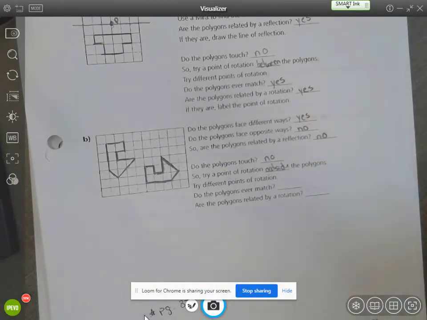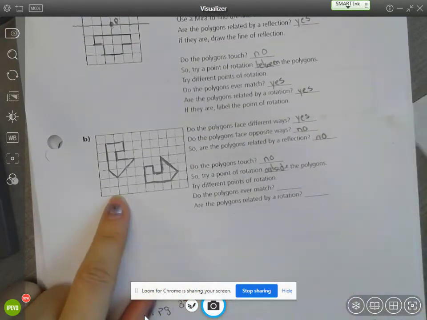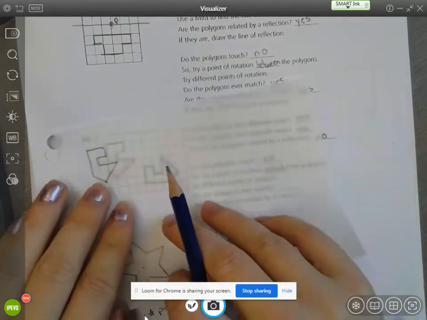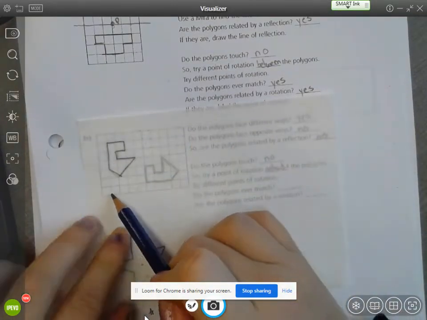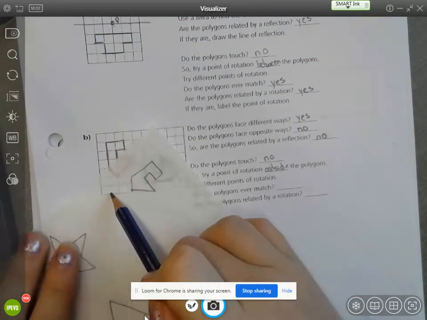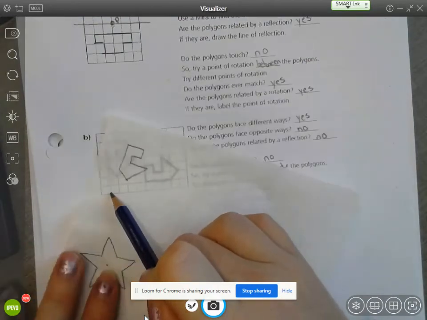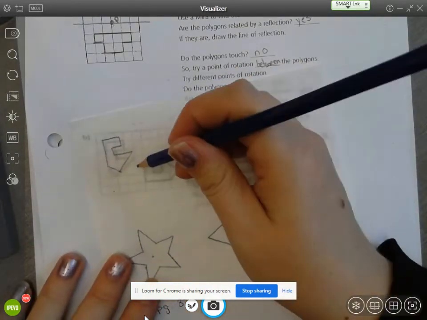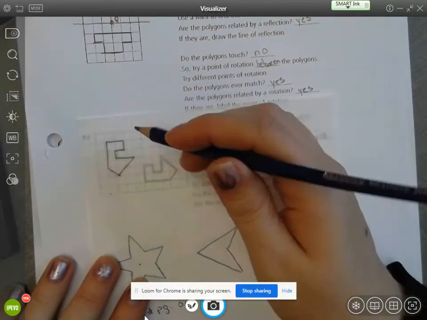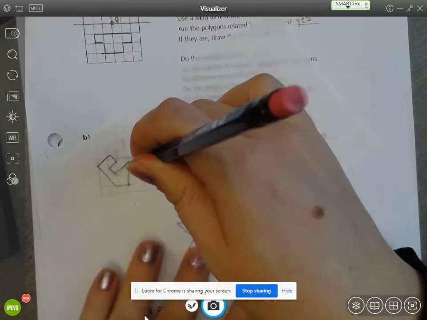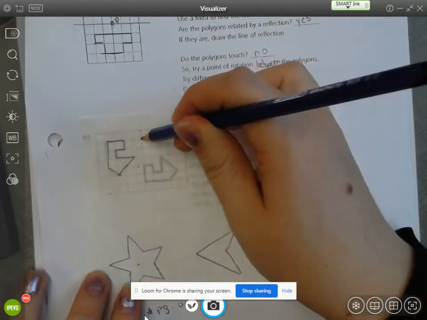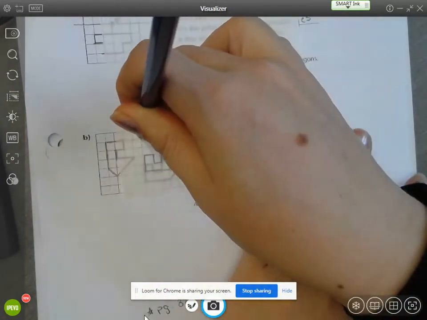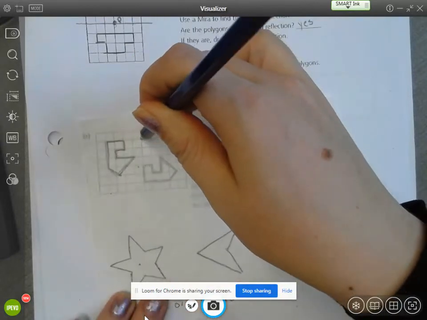Okay, so this one is potentially a little bit more difficult for you to see. If I were to take this shape and trace it and put a point over here and spin it anyway, you can see that it's not going to match up on that point. Maybe I'm going to try a point in between the two objects. So if I put it over there, is it going to match up? So sometimes for something like this, you have to try a couple different times before you can find where it actually fits.